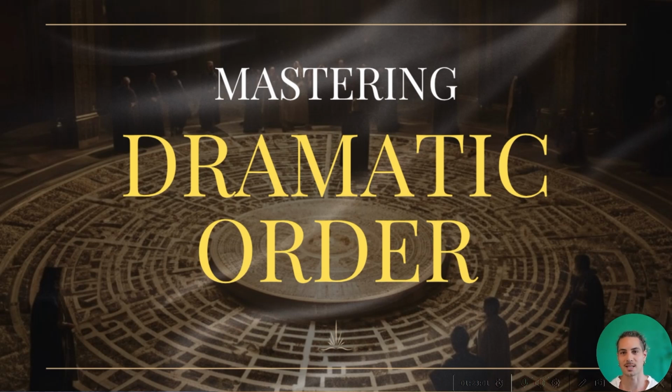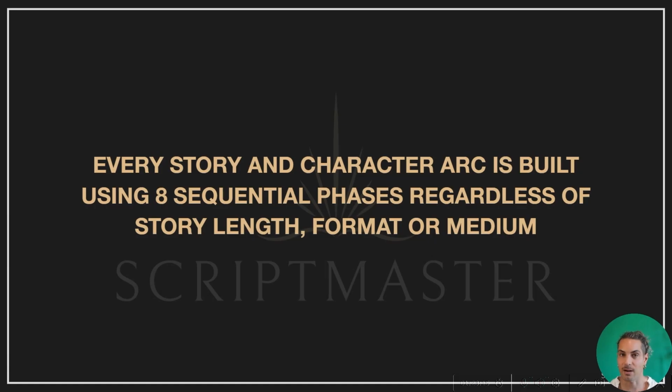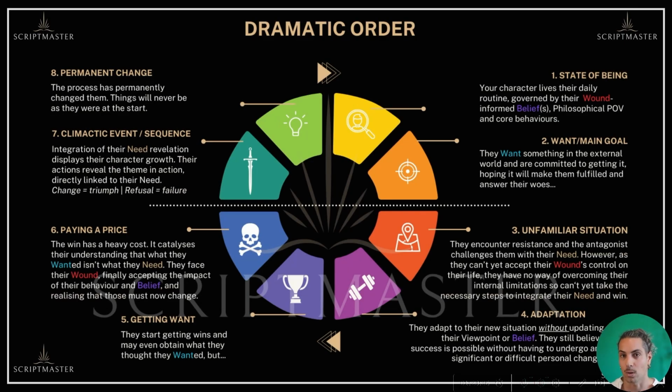So what is dramatic order? Every story and every character arc is built using 8 sequential phases in a sequence, regardless of that story's length, format, or medium. Doesn't matter whether you're writing a novel or you're writing for the screen, whether it's for theatre or for radio. Every story and every arc has these same 8 phases in the same order. That is what I call dramatic order.